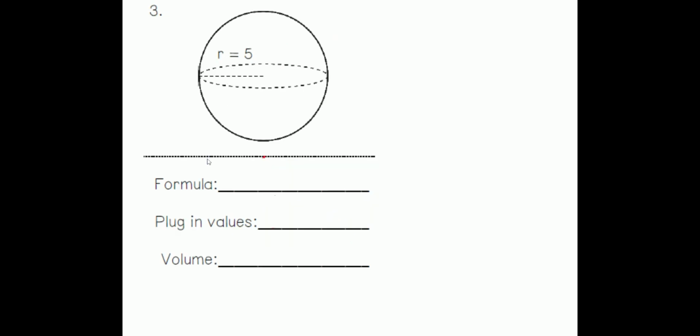Let's try number 3. I'm going to start by writing the formula. Go ahead and pause it and try it on your own if you'd like. I'm going to quickly plug in the values. Don't know V, but 4 is 4, pi is 3.14, radius is 5 to the third, divide by 3, multiply that out, you get this.